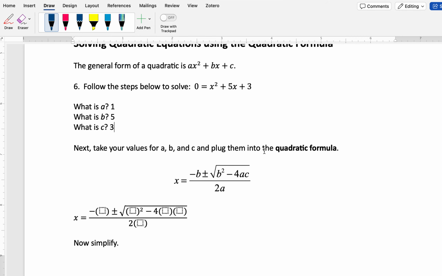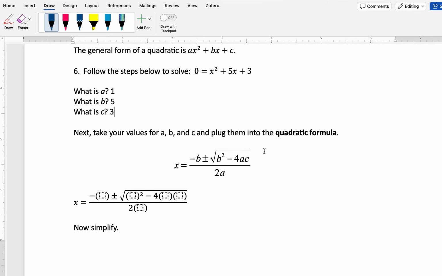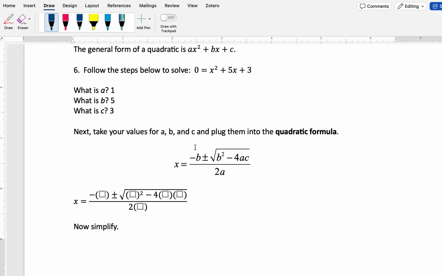Once I've identified a, b, and c, I'm going to plug them into the quadratic formula, which is written out here. What I'm going to plug in first is b. Negative b is going to be minus 5. Then I have a plus minus, the square root of, and then b squared. So b is 5 again. Minus 4 times a times c. A is going to be 1, and c is going to be 3. And that's all divided by 2a. So plug in 1 again for a.